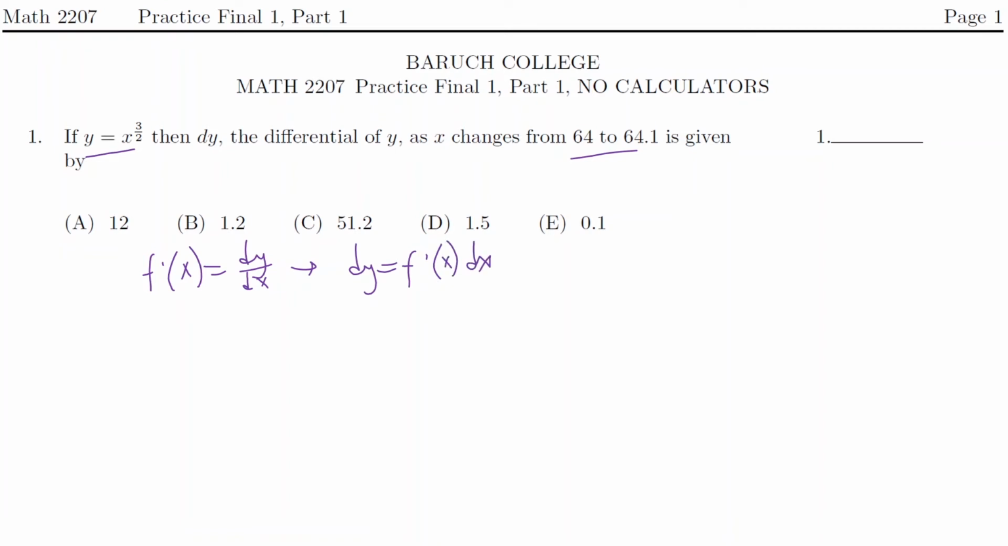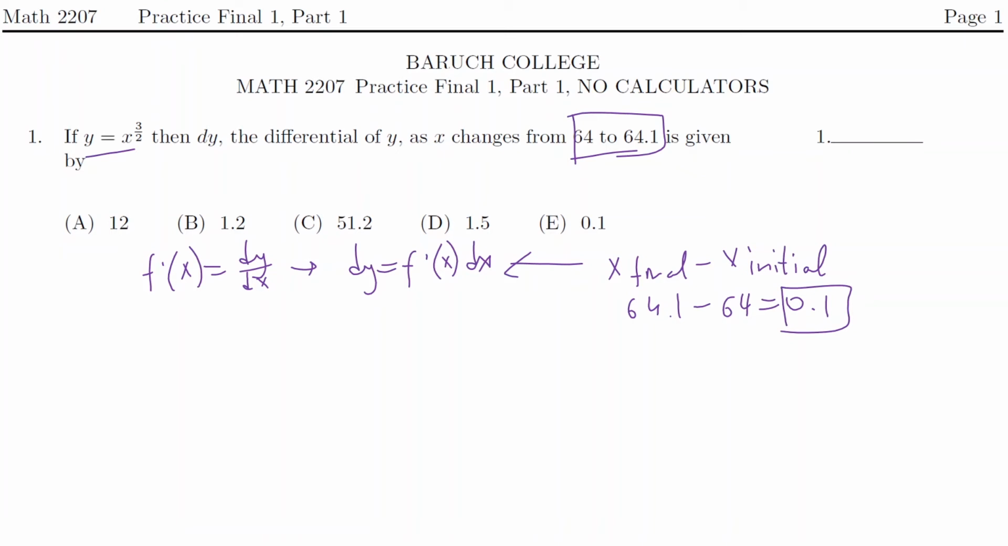Now, what is dx? That's a huge problem. dx is x final minus x initial. If you know that, you know everything. So in our situation, it is 64.1 minus 64. So the answer is just 0.1. So our dx is 0.1. What is our f prime of x? F prime of x is 3 halves x to the 1 half.